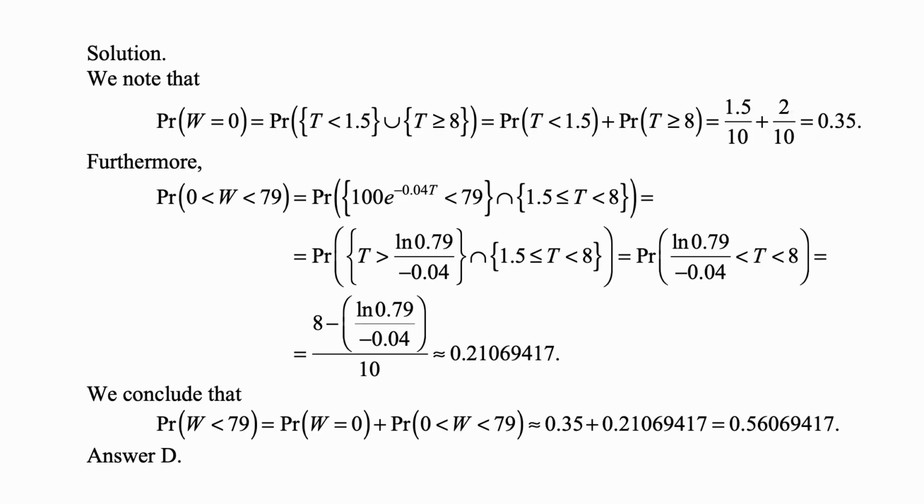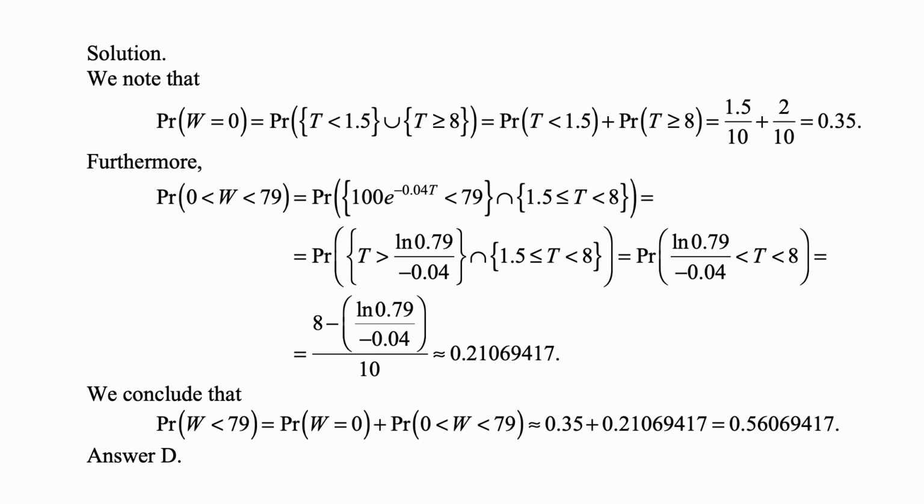And here's the solution. So first we note that the probability that W is 0 is the probability that t is less than 1.5 or t is greater than or equal to 8, because in that case the warranty doesn't pay anything. And that's the probability that t is less than 1.5 plus the probability that t is greater than or equal to 8, because these are two mutually exclusive events.